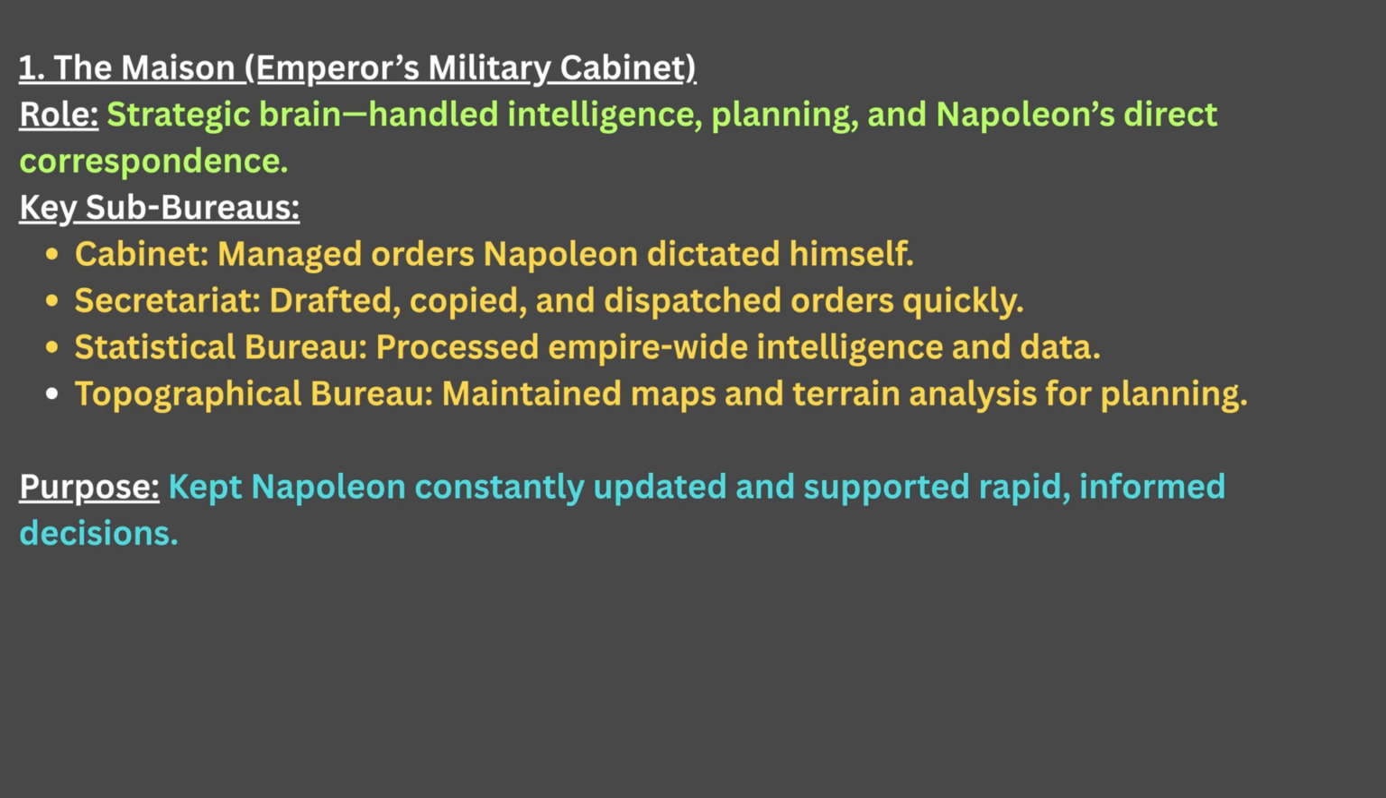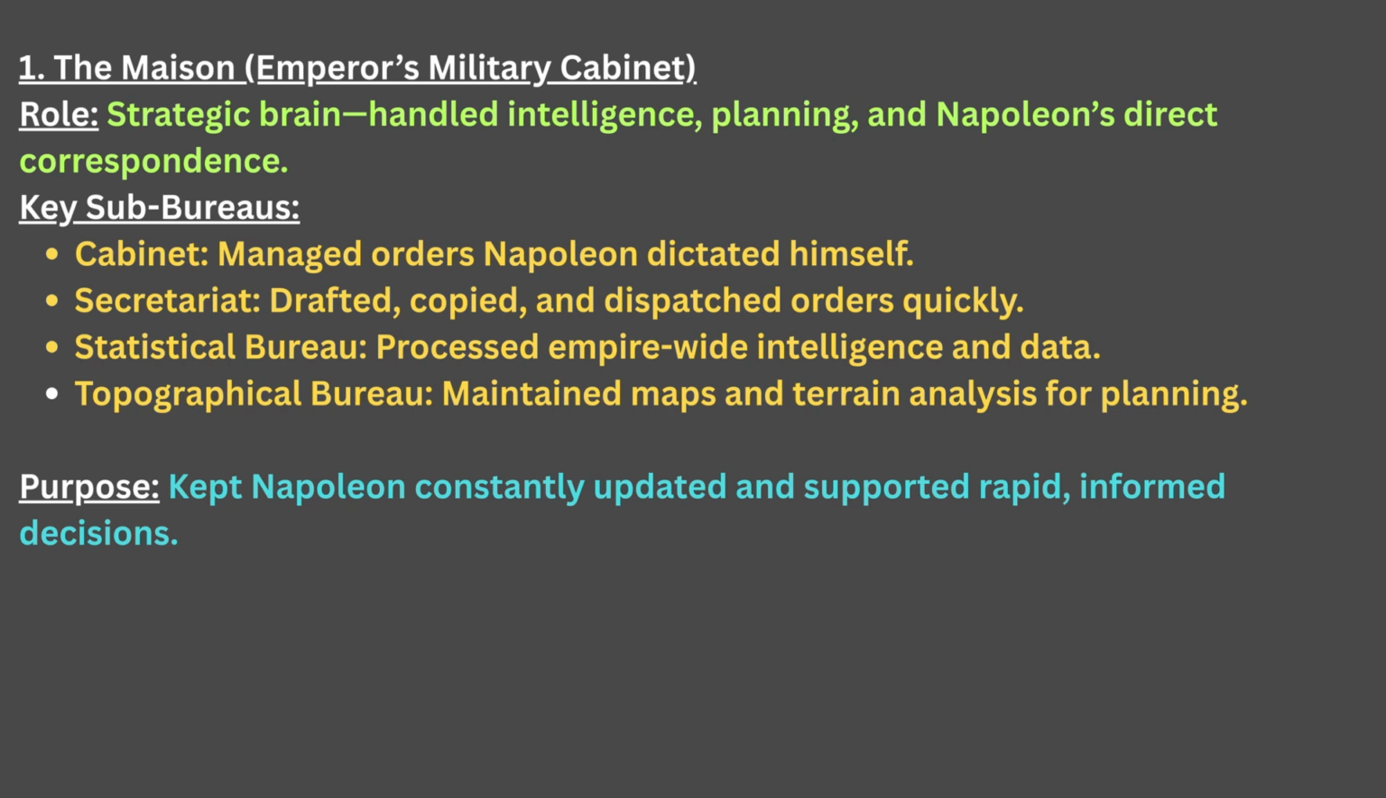This was his personal headquarters, managing everything from intelligence to planning to direct communication. It had 4 major sub-bureaus. 1. The cabinet. This team handled orders that Napoleon dictated himself, word for word. 2. The secretariat worked like a rapid response team, drafting, copying, and dispatching orders in real time. 3. The statistical bureau collected and processed intelligence and data from across the empire. 4. The topographical bureau maintained detailed maps and terrain analysis for planning and movement.